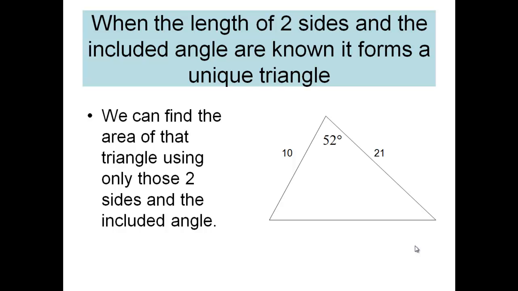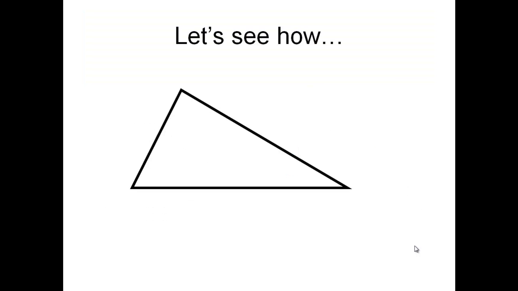Well, we can use this to find the area of a triangle using only those two sides and the included angle. Let me show you how. So let's imagine here's our triangle. Obviously we've got angle A and the side A is across from it, angle B and side B is across from that, angle C and side C is across from that.